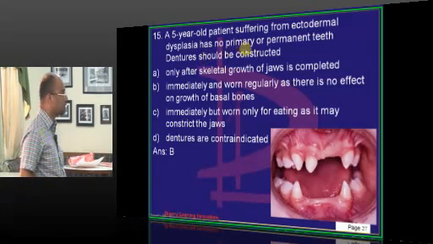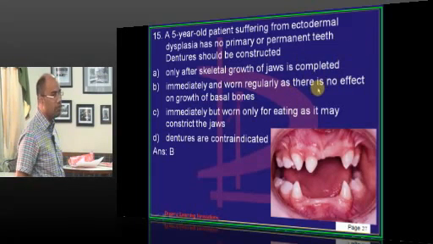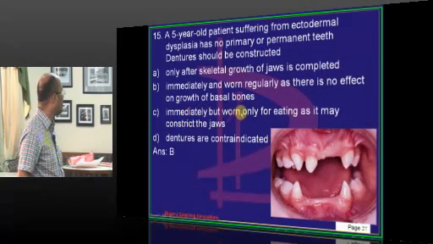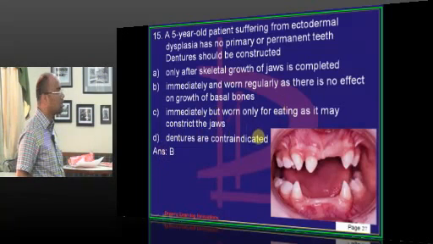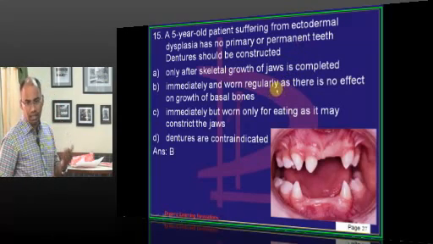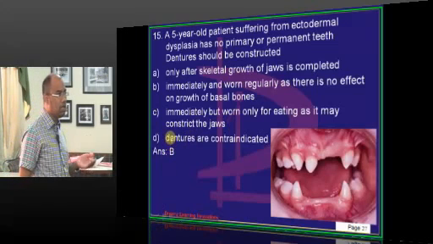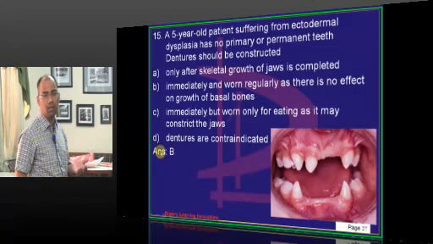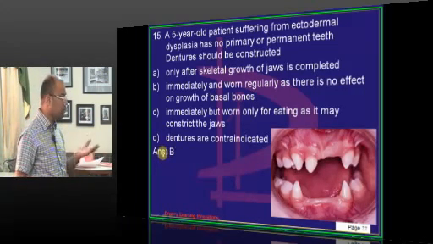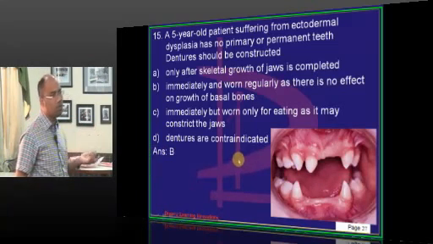Now, when should you construct the dentures? In these cases: only after skeletal growth is completed, immediately and worn regularly as there is no effect on the basal bone, or immediately but worn only for eating, or dentures are contraindicated. The reason is, if you see the teeth erupting, you see the formation of alveolar bone. As you know, for the functional matrix theory, when a tooth is present, the function of the tooth elicits the formation of alveolar bone. So, the moment the tooth erupts, there will be formation of your alveolar bone. Since the teeth are not there, there is no formation of alveolar bone.